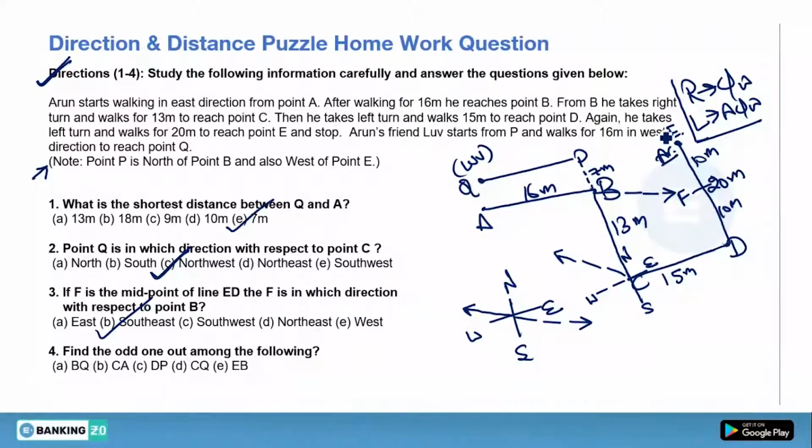E, B. E is here, B is here. The direction is toward southwest. So this is the odd one out. I hope it is clear. Now let's start the video's questions.